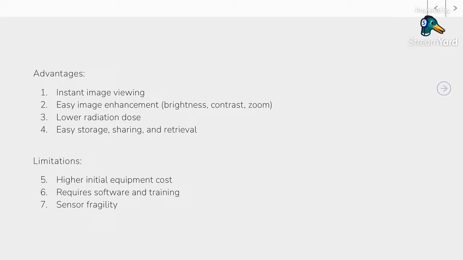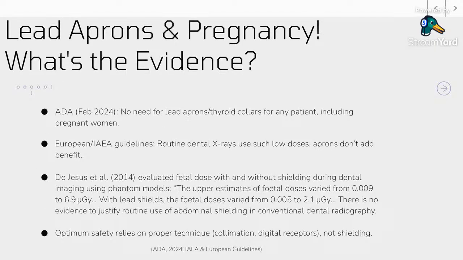I hope that was more than enough for all of you. We're short on time. The last thing I would want to discuss with you all is lead apron use in pregnancy. What is the evidence? These are the references that I've added for you, and I would highly recommend every one of you to read these guidelines and references.